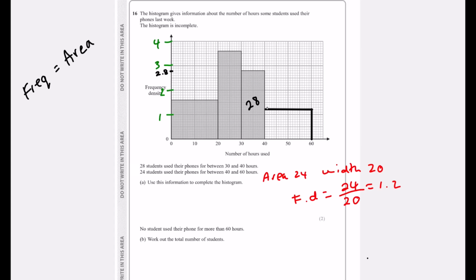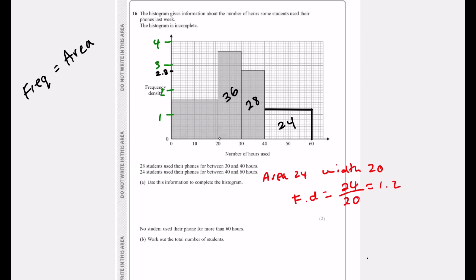And there is our last bar. No student used their phone for more than 60 hours. Work out the total number of students. So we know this is 24. So the frequency is the class width times frequency density, base times height. So 10 times 3.6 is 36.